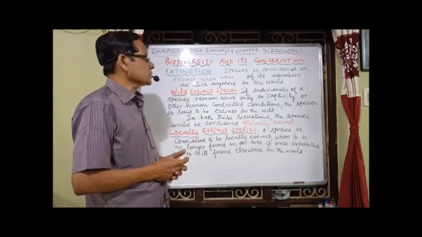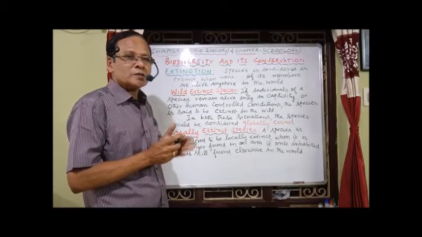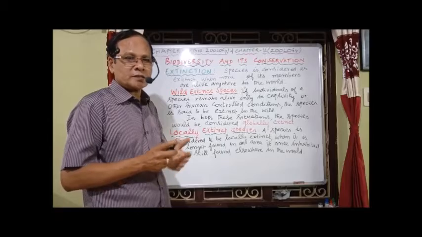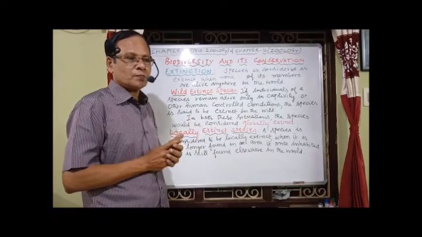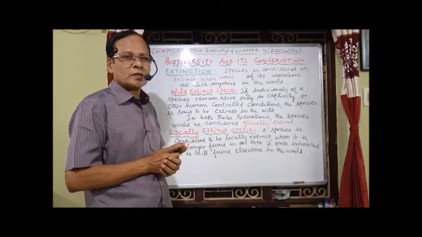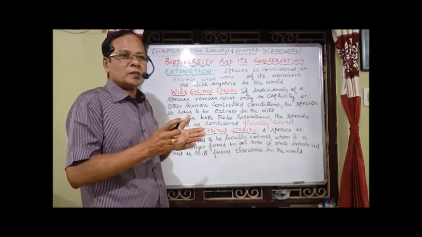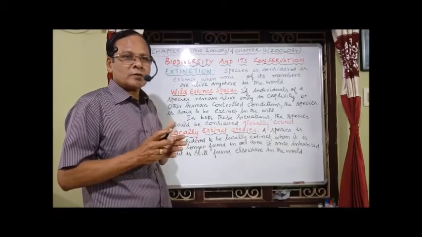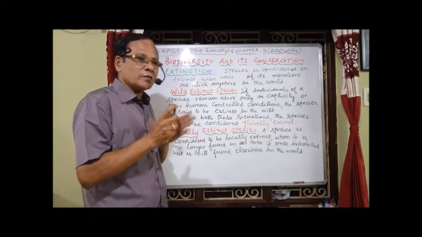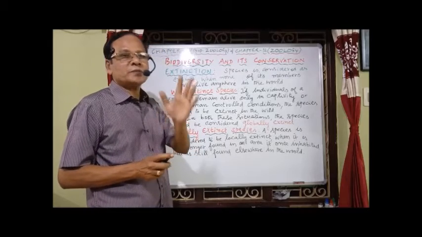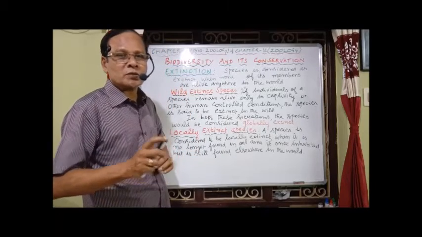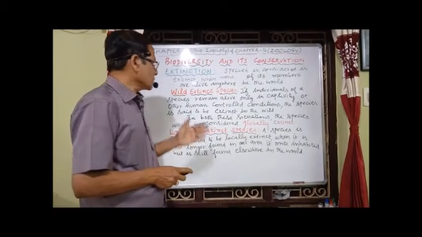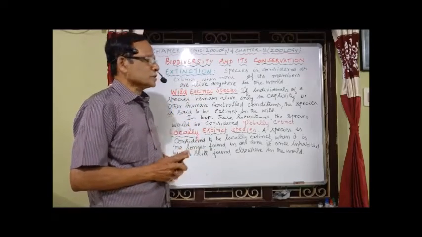Now, extinct in the wild. If individuals of a species remain alive only in captivity, captivity meaning in cages under our control, or any other human controlled conditions, the species is said to be extinct in the wild. They are under the control of human beings, not in the wild. So they are considered to be wild extinct species.